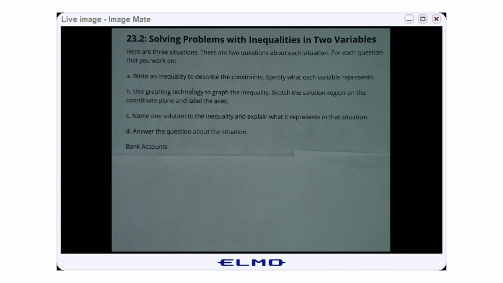All right, so we're working on 23.2 here. It says solving problems with inequalities in two variables. This is a little bit of a longer one, and we're going to explain step by step what we do and why we do it.